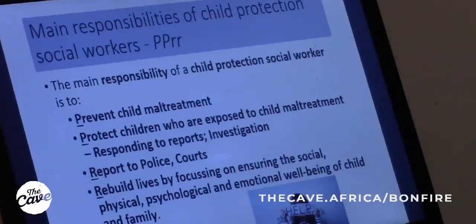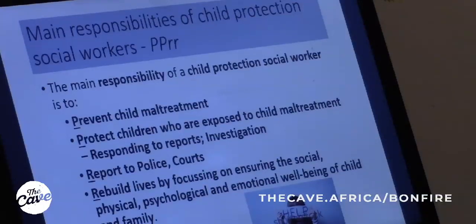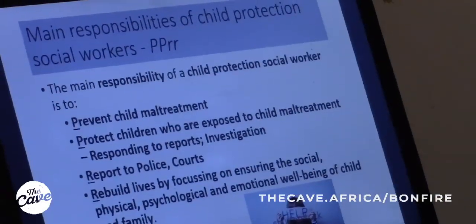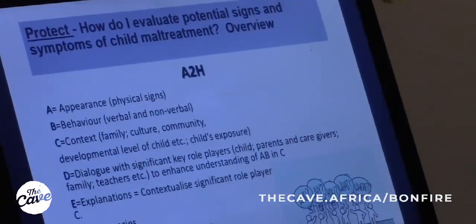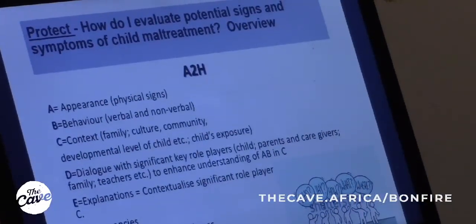What's the main responsibility of child protection social workers? I've summarized it in the acronym PPRR. The first P stands for prevent. So one of the main responsibilities for a child protection social worker is to prevent child maltreatment, and we will be talking about that in a video in future. Then to protect children who are exposed to child maltreatment, responding to reports thereof and investigation, report to police and courts, and then finally to rebuild the lives by focusing on ensuring the social, physical, psychological and emotional well-being of a child and a family.